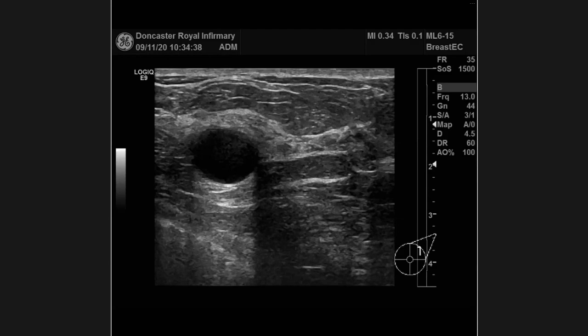And what would be your normal management? Ma'am, this is a benign lesion, so no follow-up will be suggested to this patient. Annual routine screening will be suggested according to the patient demographics.